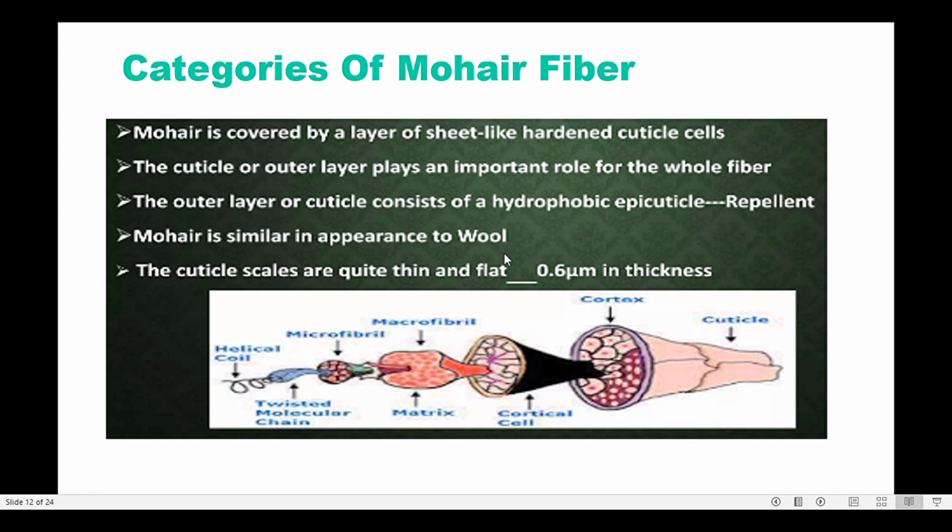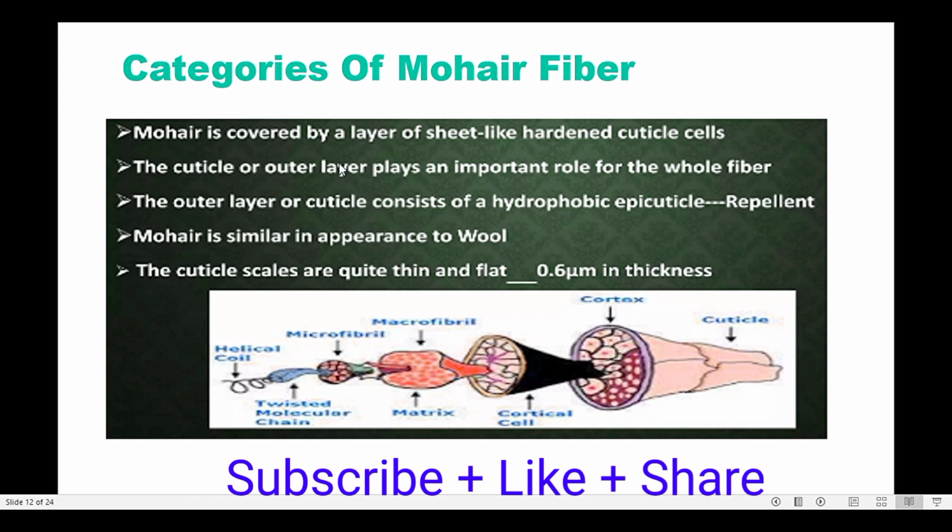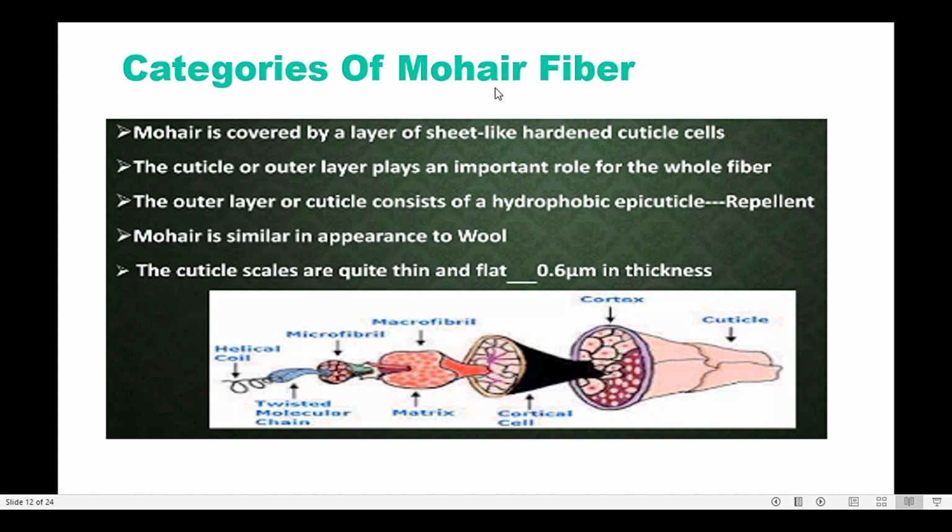This slide is about its structure. Mohair is covered by a layer of sheet-like hardened cuticle cells. The cuticle, or the outer layer, plays an important role for the whole fiber. The outer layer or cuticle consists of a hydrophobic epicuticle that is water repellent. Mohair is similar in appearance to wool. Most of its properties match with wool, but there are a lot of differences also. The cuticle scales are quite thin and flat, about 0.6 micrometer in thickness.